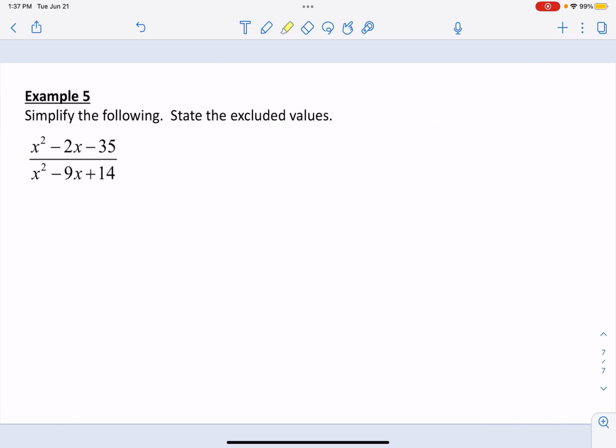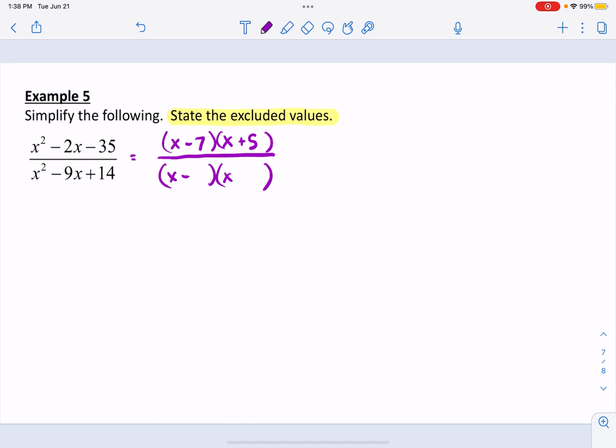Okay, simplifying the following. I'm going to highlight that state the excluded values so that hopefully I remember to do it. So now, again, it's just more factoring, okay? That's why we did so much factoring. So, two things that multiply to be a negative 35, but add to be a negative 2. So, negative 7 times a positive 5, that adds to be a negative 2, multiplies to be a negative 35. Okay, 14. Oh, I have a negative, but then a positive, so both need to be negative.